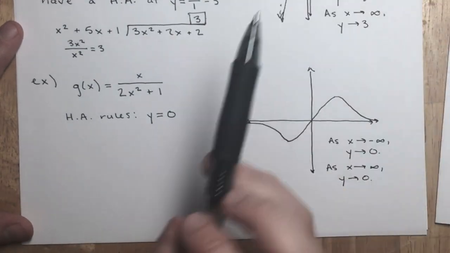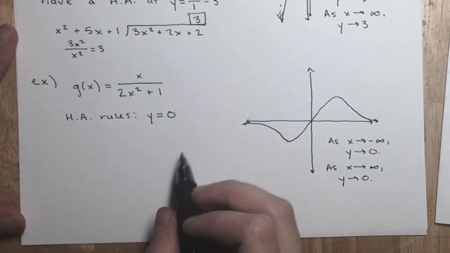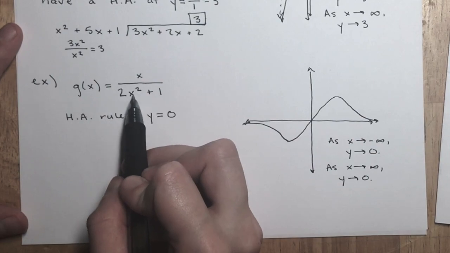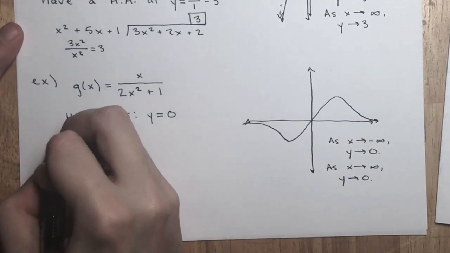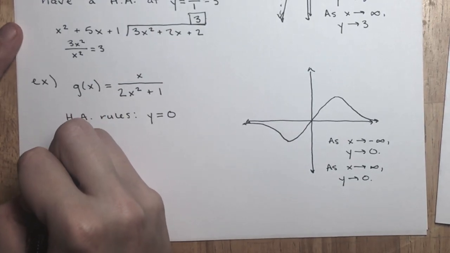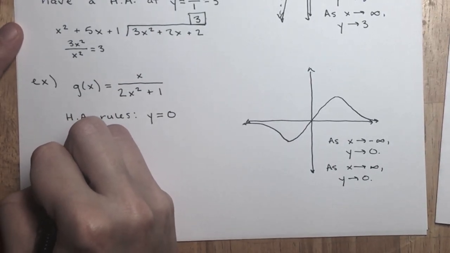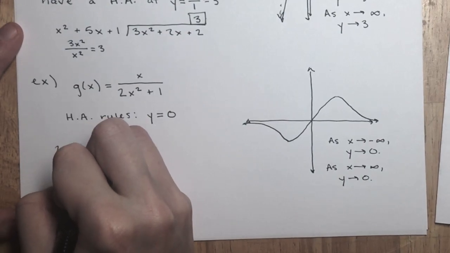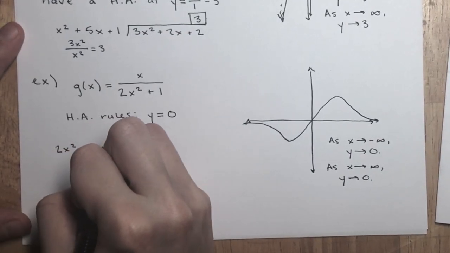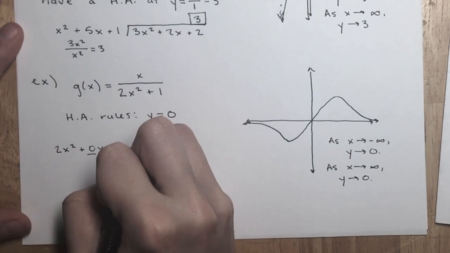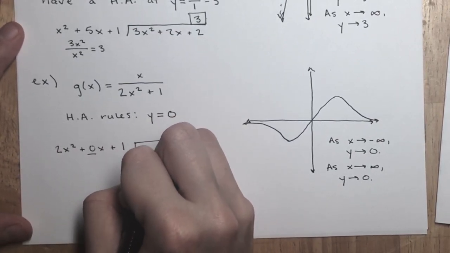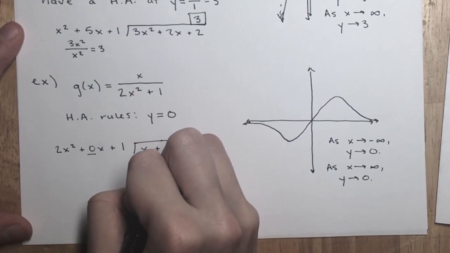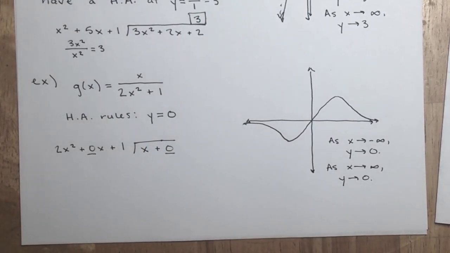That lines up with our horizontal asymptote rules. Let's see if it lines up with our fact. Our fact is saying that if I divide x by 2x squared plus 1, I should get 0. So let's give it a shot. 2x squared plus 0x, remember we need that placeholder always. And we're dividing x plus 0. Again, another placeholder because we're missing that constant term.